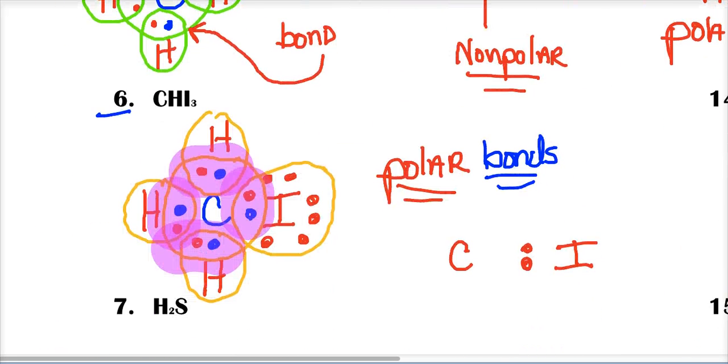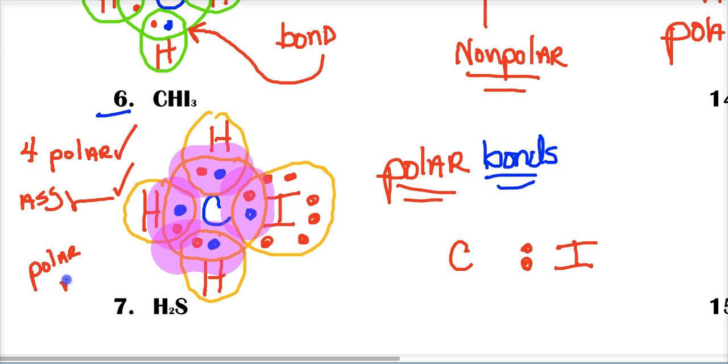CH3I. This has 4 polar bonds, right? So this has a chance to be polar. To be polar, you have to have polar bonds. Check. Is this the same all the way around? The answer is no. It is asymmetrical. Therefore, because it's asymmetrical, this is a polar molecule. Now, why is it a polar molecule? It's a polar molecule because you've got something different that doesn't cancel.